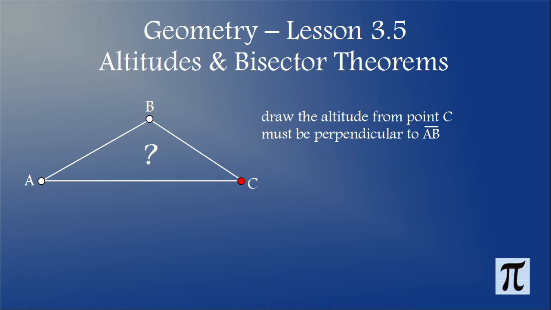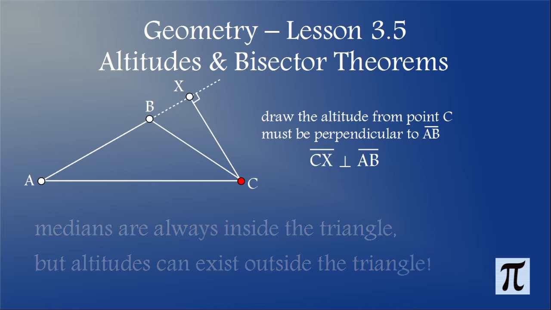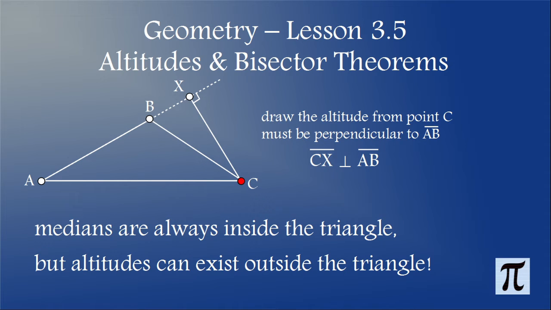So how do we do this? Remember, it must be perpendicular to AB. So in this case, we have to extend AB to outside of the triangle. So here, point X, which is on the same line as AB, creates a segment CX. This is the perpendicular point, and this is the altitude from point C. It's a little weird being outside of the triangle, but this is how you would draw this particular altitude. Medians are always inside the triangle, but altitudes can exist outside the triangle.